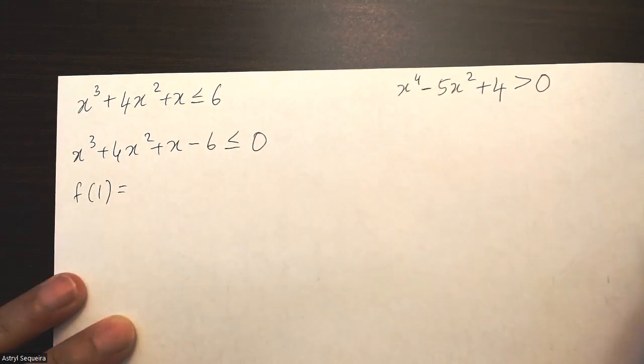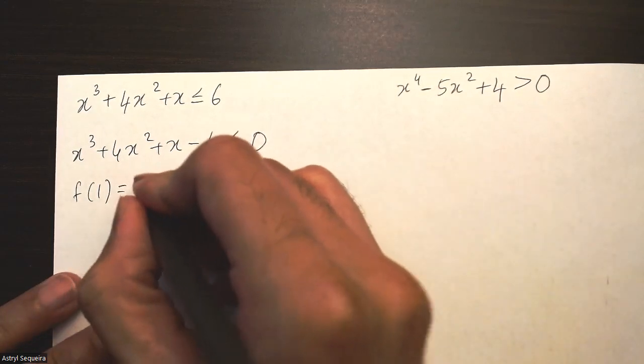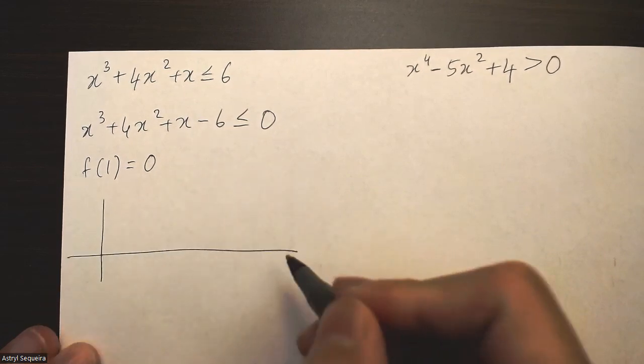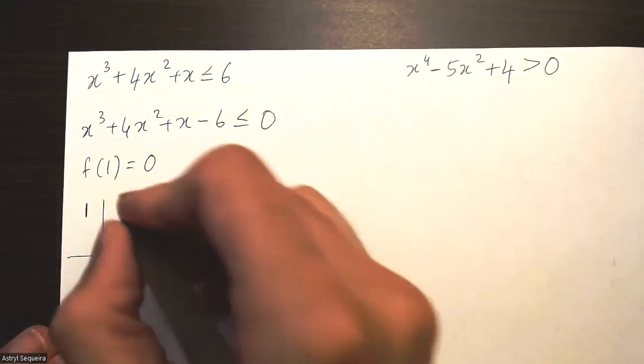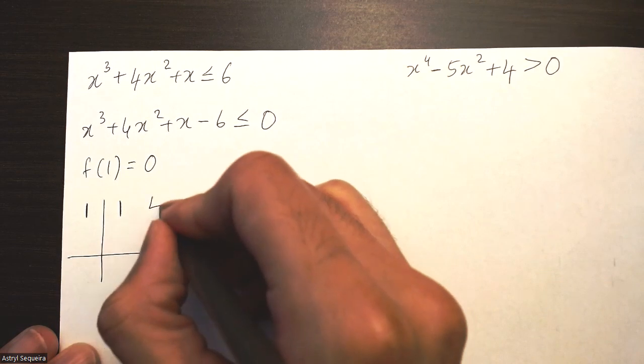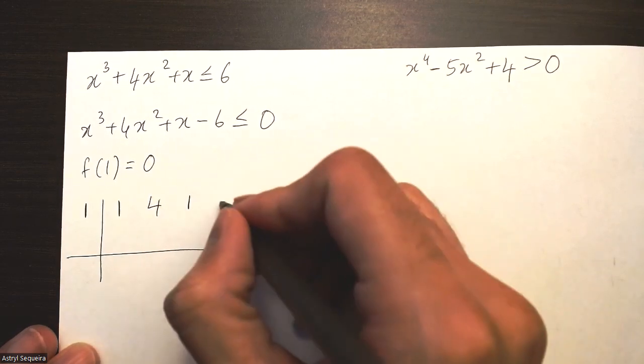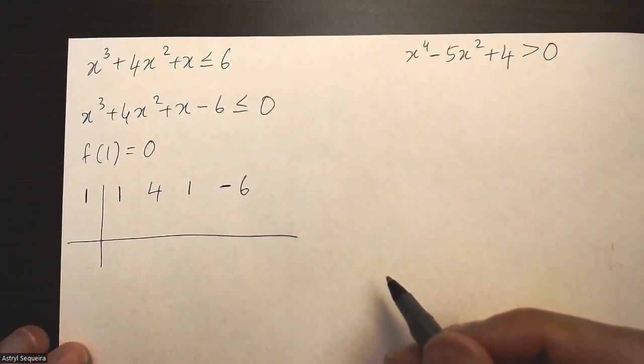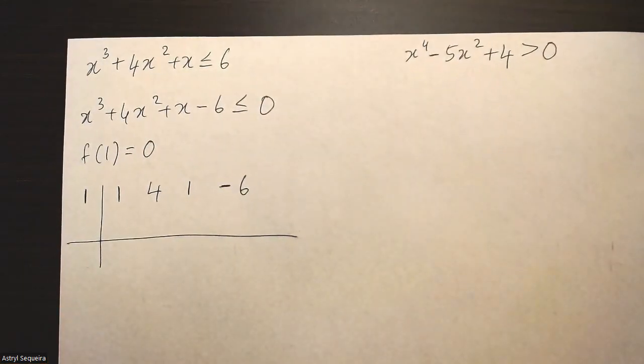F of 1 is going to be 0. So I found my first factor. So I'll do synthetic division next. And I'm not going to explain synthetic division in this video. Again, if you need to figure out synthetic division, go and look at the videos on synthetic division on my channel.